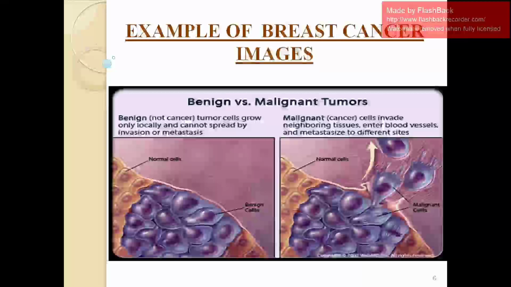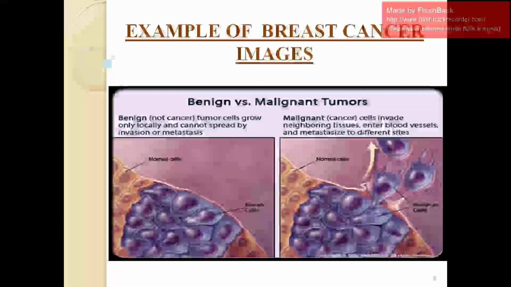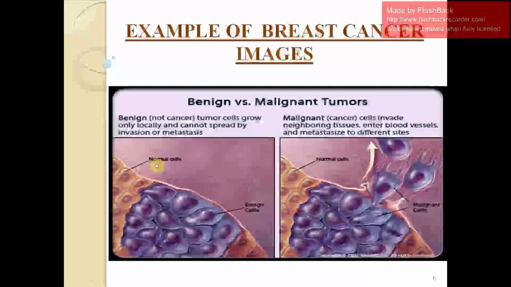Here is an example of breast cancer. You see there are two images in this, a benign image and a malignant image. Benign means non-cancerous tumor cells that grow only locally and cannot spread by invasion and metastasis. As I told you earlier, you see here there are two types of cells present in it. One is normal cells and another one is benign cells, and you can differentiate it from the malignant cells. Here you see the malignant cells. These invade neighboring tissues, enter blood vessels and metastasize to different sites.